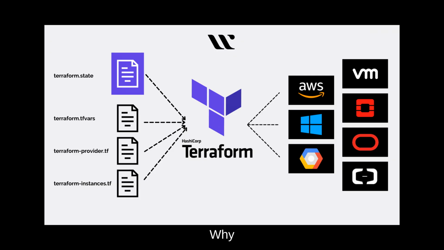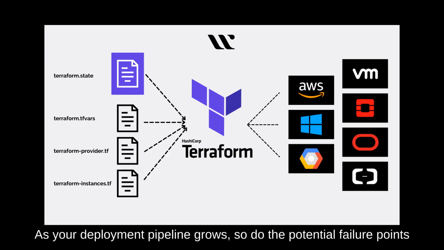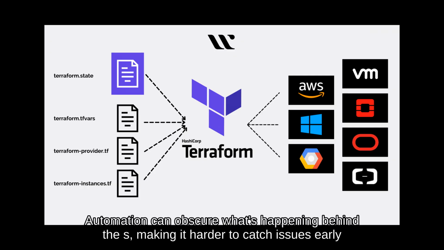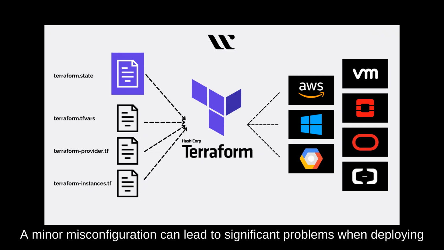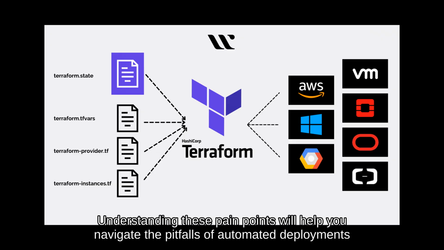Why? As your deployment pipeline grows, so do the potential failure points. Automation can obscure what's happening behind the scenes, making it harder to catch issues early. A minor misconfiguration can lead to significant problems when deploying. Understanding these pain points will help you navigate the pitfalls of automated deployments.